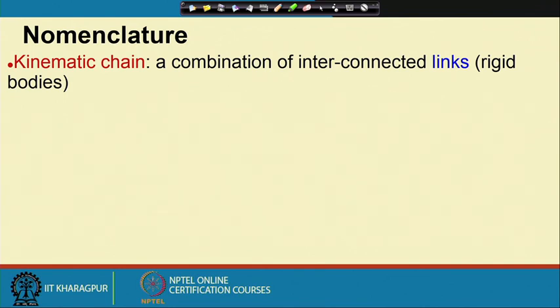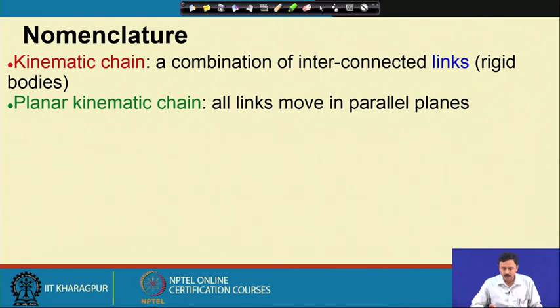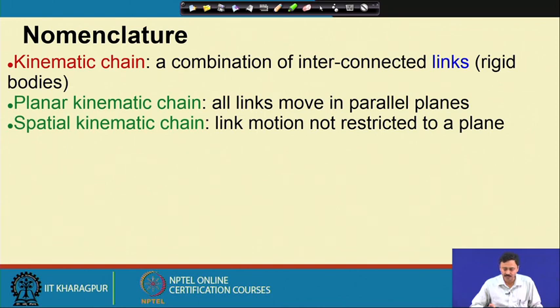A kinematic chain is a combination of interconnected links. These links are the rigid bodies which make up the mechanism or the robot. Now, there can be two kinds of kinematic chains: planar kinematic chains, where all links move in parallel planes, or we can have spatial kinematic chains, where the link motion is not restricted to a plane.